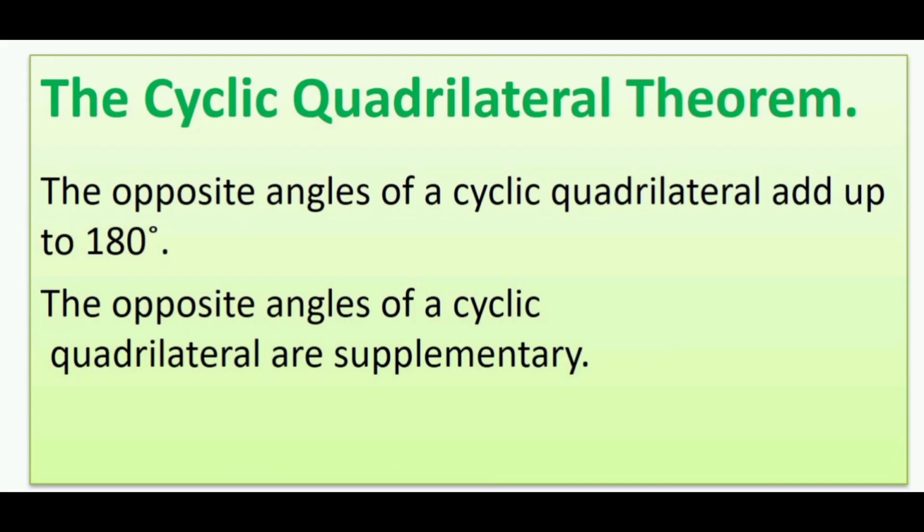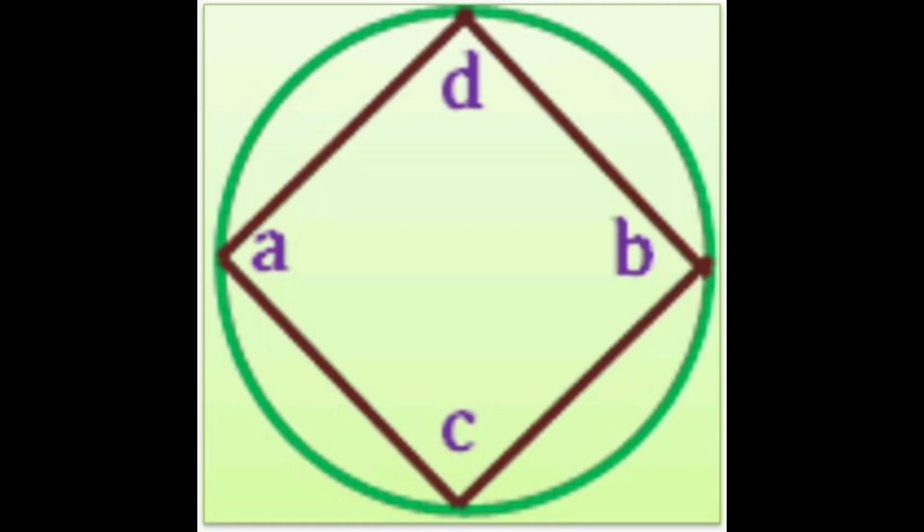Okay? The next thing I want to tell you about this shape is the cyclic quadrilateral theorem. The theorem states that the opposite angles of a cyclic quadrilateral add up to 180 degrees. That is to say, the opposite angles of a cyclic quadrilateral are supplementary. Okay? So, in this shape, D is supplementary to C and B is supplementary to A.